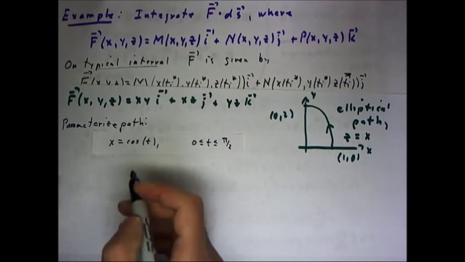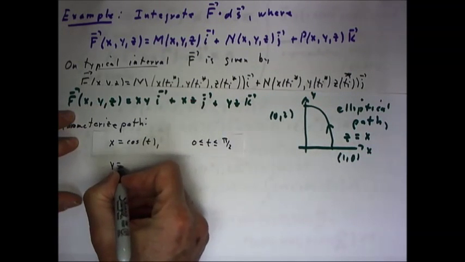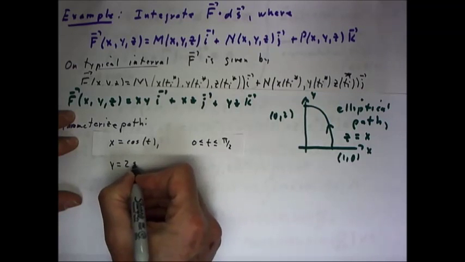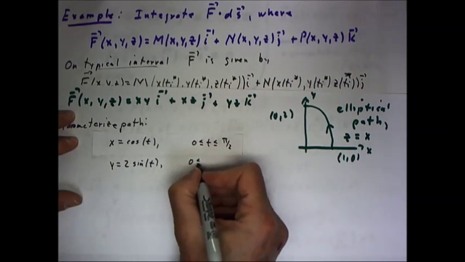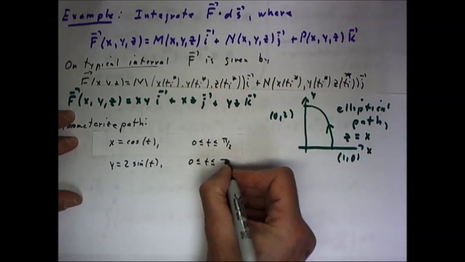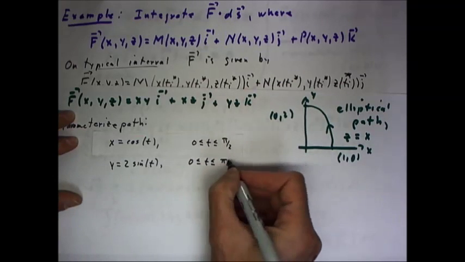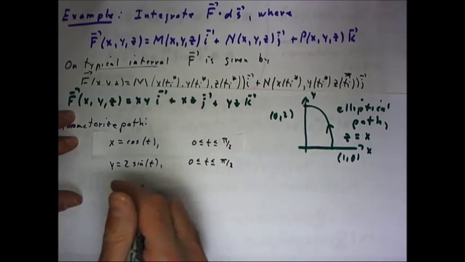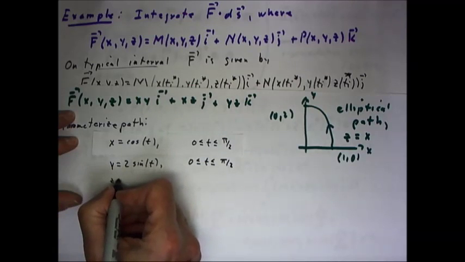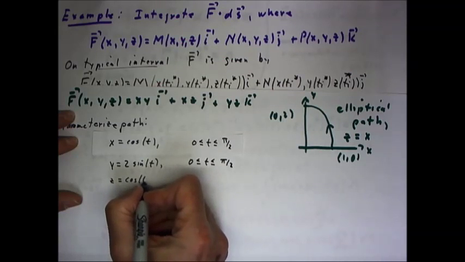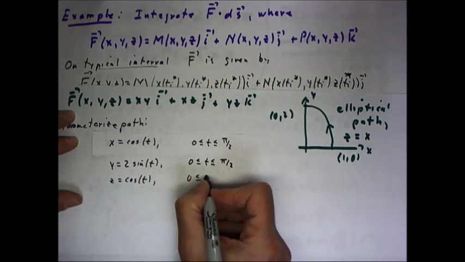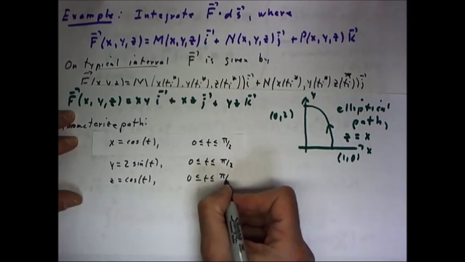Okay, now we're going to then let y equal 2 times the sine of t, of course, having to have the same interval for y as it does for x, and z equal to x, which would then be z just equal to cosine of t, again 0 less than or equal to t less than or equal to pi over 2.